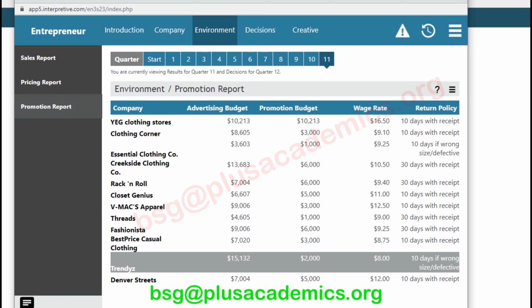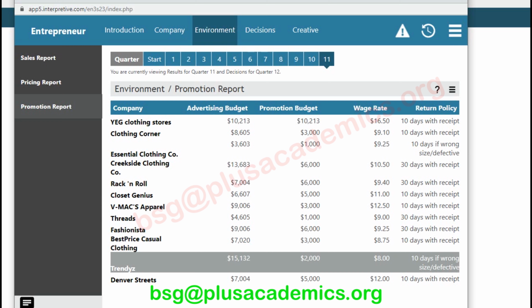We have those who have 30. Let's start with Creekside Clothing. We see how much they were making, both cumulative and the year 11 profit. Creekside, you can see the profit they had at 12K, and cumulative they are having 41.